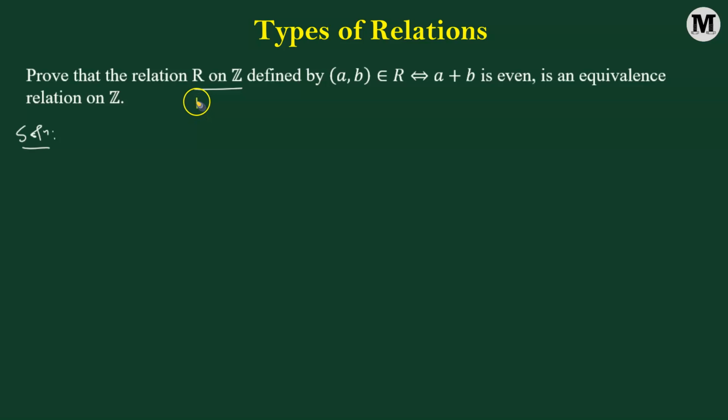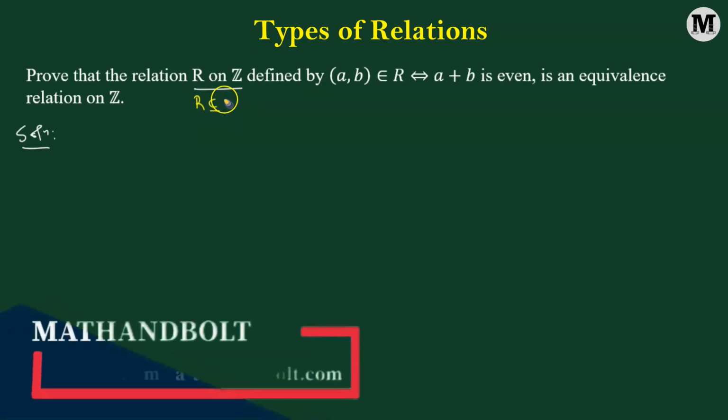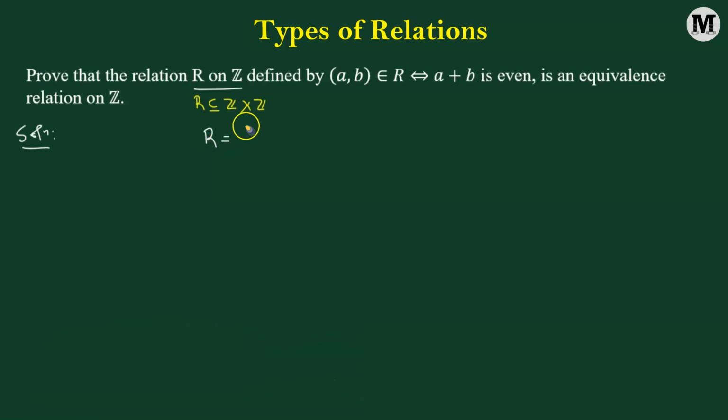Now here it's given that R is on Z. This simply means that R is going to be a subset of the Cartesian product of the set of integers with itself. And we have a definition for R that's given here: R is a set of ordered pairs (a, b) such that a plus b is even, where a and b are integers. We have to show that the given relation is an equivalence relation.